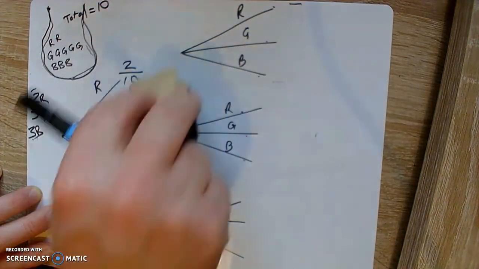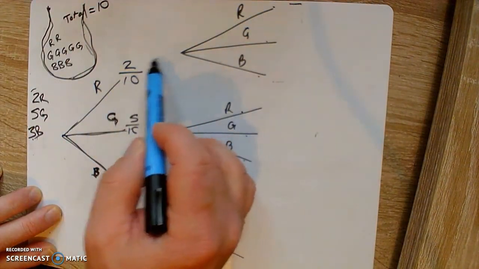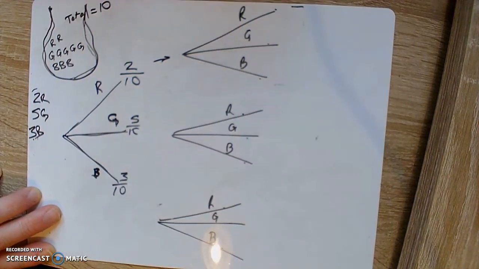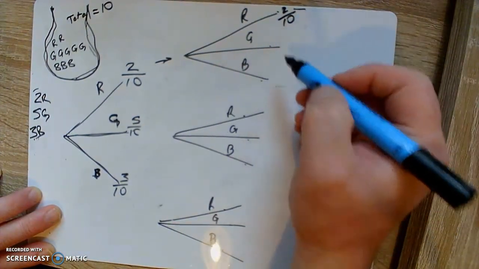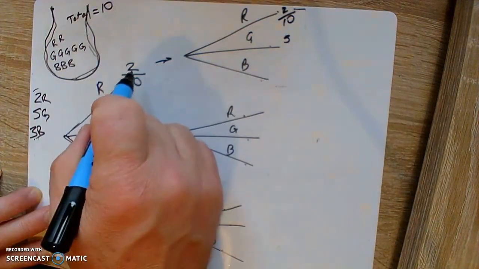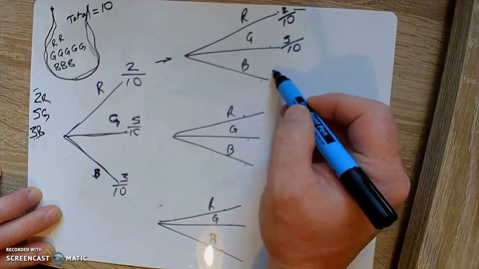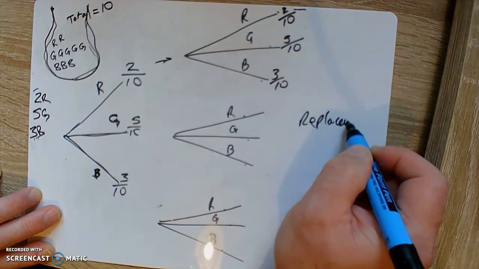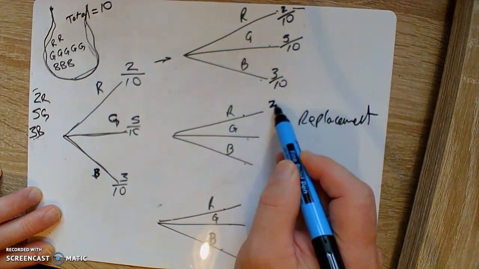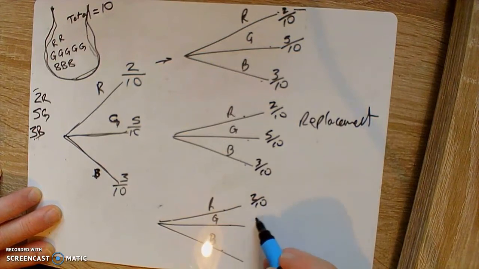Okay, so we've put a hand in, we draw a red bead out, so we're on this string here, which takes me up to the top one. If I put that red bead back in, I've still got 2 red beads and I've still got 10 in each bag. The same with the green. If I draw a red one first and then a green one, I've put the red one back in, so I've still got 5 out of 10 and 3 out of 10. Now because it's a replacement, I can put the same probability on each one of these strings. So 2 out of 10, 5 out of 10, 3 out of 10.